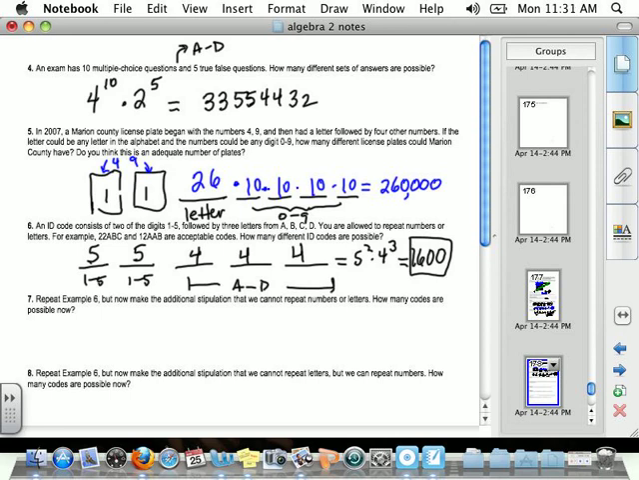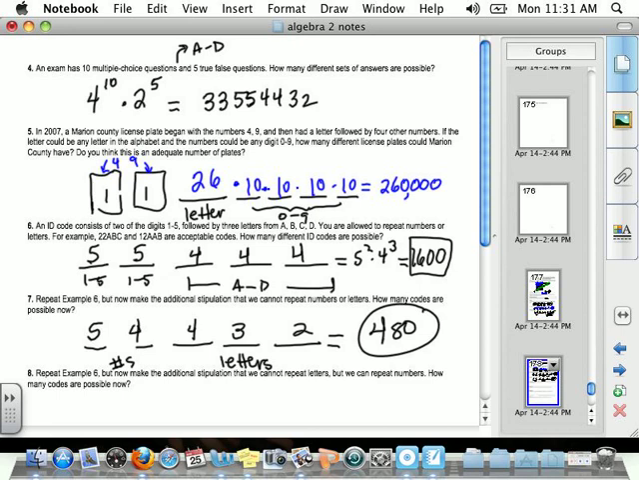Okay, so number 7, repeat example 6, but now make the additional stipulation that you cannot repeat numbers or letters. So then how many codes would be possible then? 5 and 4, right? And then what? 4, 3, 2. It doesn't go 5, 4, 3, 2, 1. The 5 and the 4 were the numbers, and then the 4, 3, 2 were the letters. Okay, so what's that? 480.